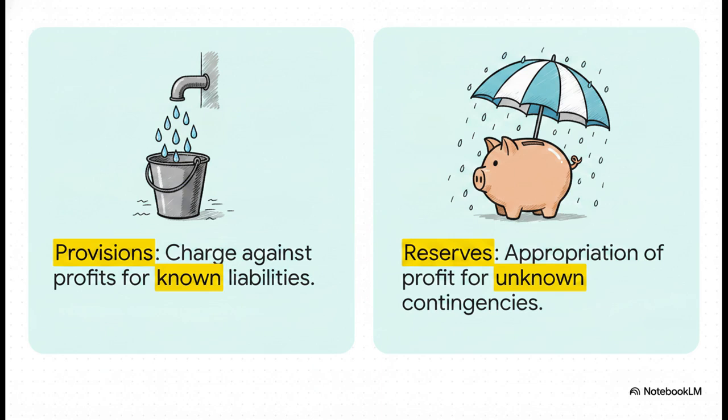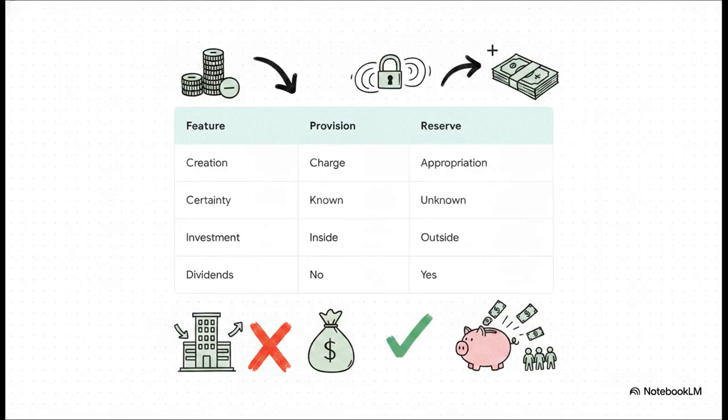A reserve, on the other hand, that's your rainy day fund. It's an appropriation of profit for unknown future contingencies, like a general expansion or simply just reinforcing a strong financial position. The key difference here really comes down to creation. A provision is a mandatory charge against profit. That means you absolutely must create it, even if you're taking a massive loss for the year.